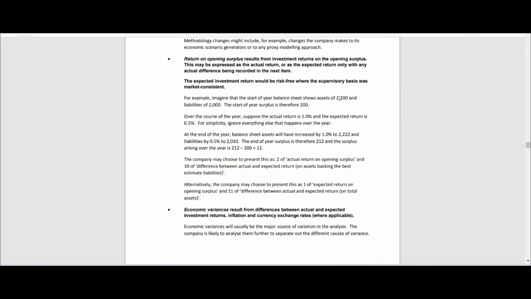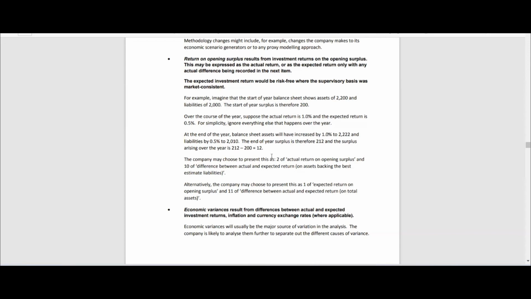So just assume that this is change in asset and change in liability. Asset is 2200, liability is 2000, and at the start of the year surplus is 200. Then the asset increased by 1%, which becomes 2222, and the liabilities only increased by the expected rate, and now the surplus has become 212. So from 200 it has moved to 212, right? So this is the analysis of surplus.